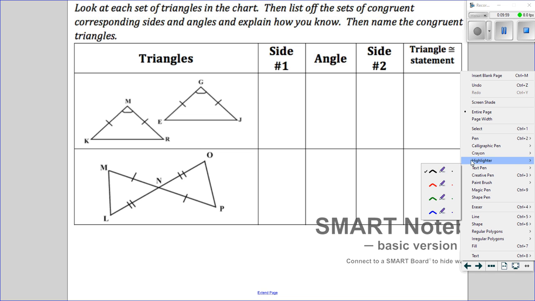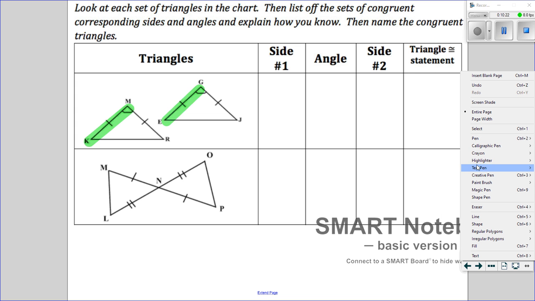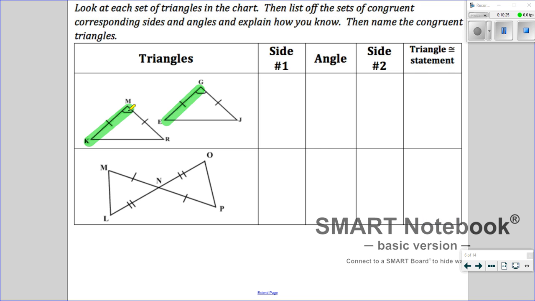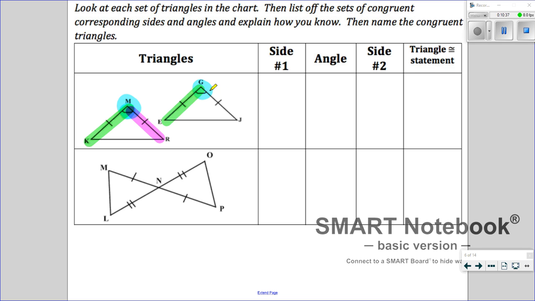So I'm going to start off with green. I'm looking at how both of them are positioned. We got a side, we got an angle, we got a side. Same thing with triangle EGJ. I got a side, an angle, and a side. So I'm going to highlight this first, and the same thing with EG. And then I'm going to do the angle. Highlight that in blue. So I got the M, and then I got G, so I'll make this bigger. And then the last side, which will be in magenta. I got MR, and then I got GJ.